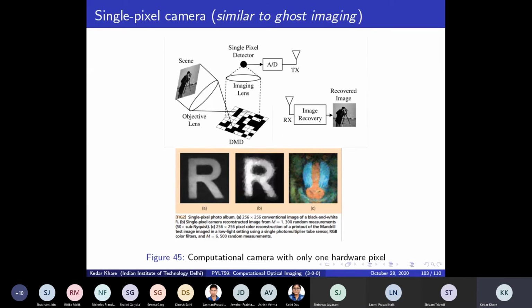So think about this scene and divide it into 256 squared. This scene falls onto this DMD. Some mirrors are on and many mirrors are off, and then all of this is integrated onto a single detector. So the detector gets a sum, it gets a scalar. Depending on the pattern, the total signal received by the detector will be different.